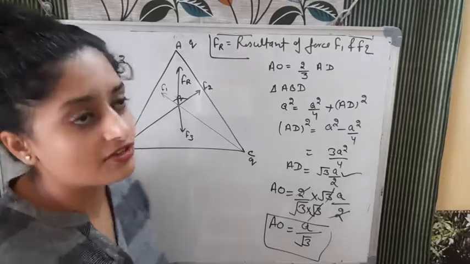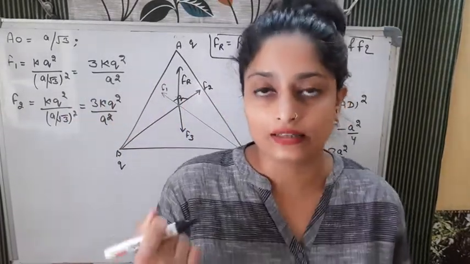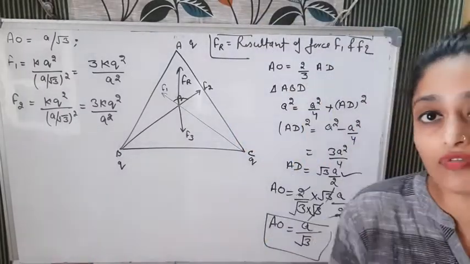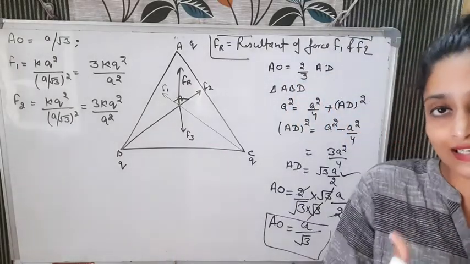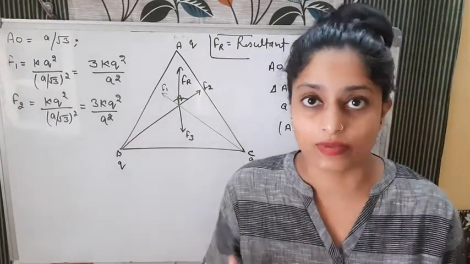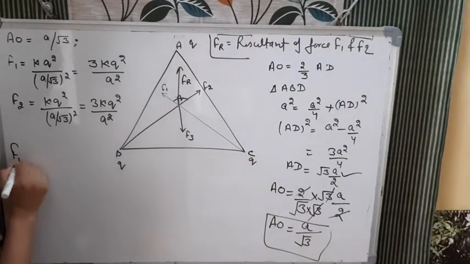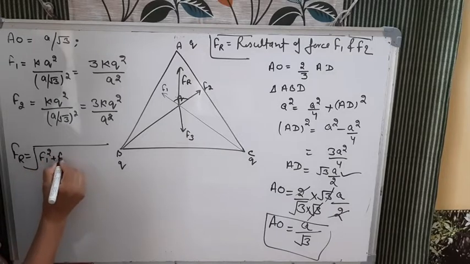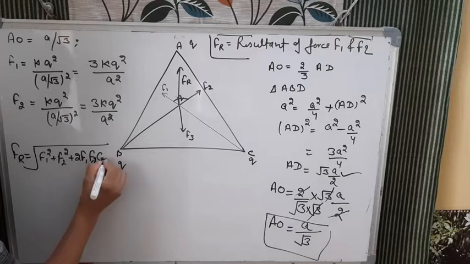So Fr, resultant force. Vector addition formulas were there in 11th standard, and when we were finding out the resultant vector, resultant force, how were we finding it? A square plus B square plus 2AB cos theta. Theta is the angle between A and B. So same thing is happening here. Fr, when we will calculate, so Fr is equal to what? Under root F1 square plus F2 square plus 2 F1 F2 cos of the angle between them.